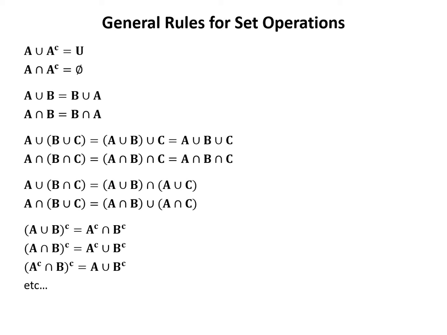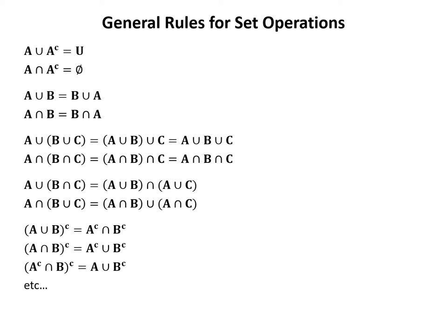And finally, we have a set of rules whose purpose is to explain what happens when we take an operation between sets that's in brackets and put a complement on the whole thing. We see three examples of this overall set of rules. There are many others, based on different variations of whether we're using sets or their complements, and also whether we're using union or intersection.